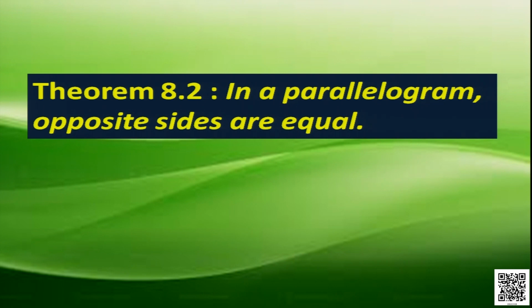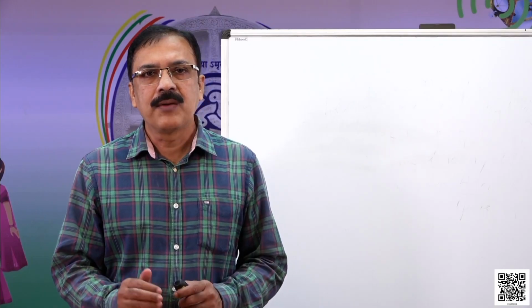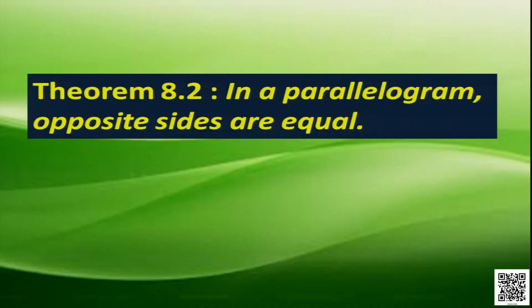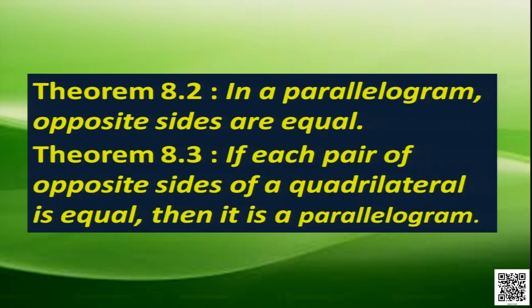Converse means what is given in the theorem becomes what we have to prove, and what is proved in the theorem is given in the converse. So, here it is given a parallelogram and proof was two sides are equal. But here in the converse, the sides will be equal, given, and we will prove that the quadrilateral is a parallelogram. So, that states like this: if each pair of opposite sides of a quadrilateral is equal, then it is a parallelogram. Let us see how to prove it.